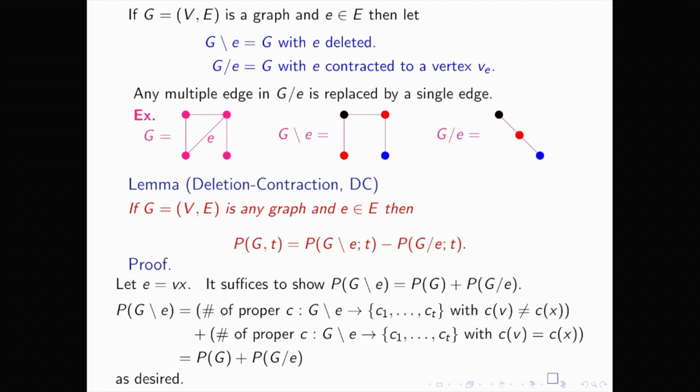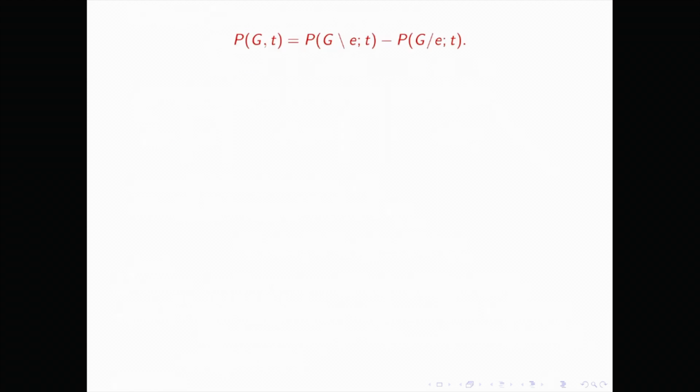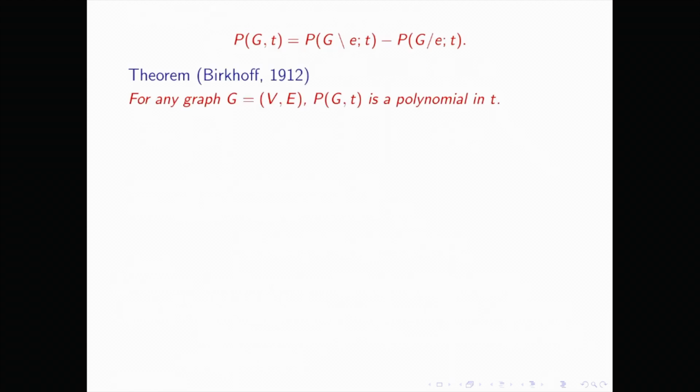Okay, so I'm just reminding you what deletion contraction looks like. And now we can prove a famous theorem of George Birkhoff from 1912, so over 100 years ago, that if we have a graph, P of G is always a polynomial in T. How do we prove this? Well, given the deletion contraction law, I think we want to use induction on the number of edges, right? So let's set this up to do exactly that.